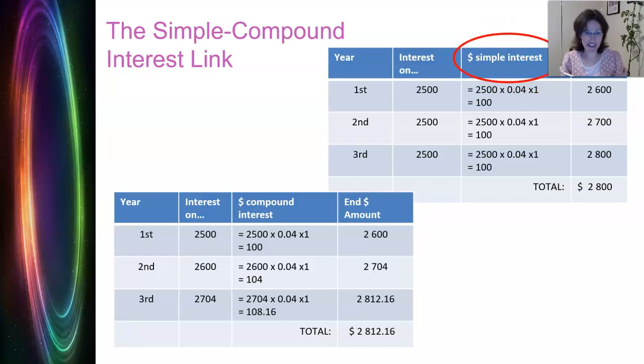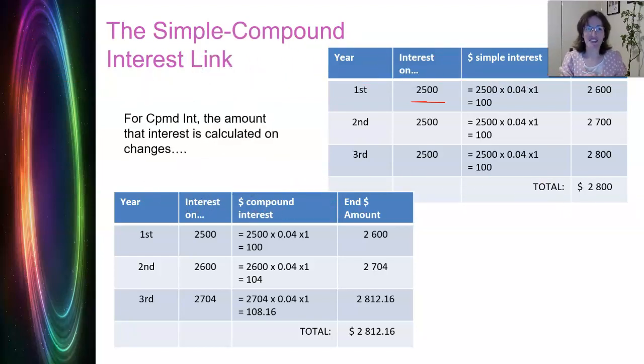In table 1 is simple interest. Table 2 is compound. We've got the years 1, 2, 3, and each time round, well, we start with 2,500 as our starting amount. And then let's see the similarities or differences that happen here. So for compounding interest, the amount that interest is calculated on changes.